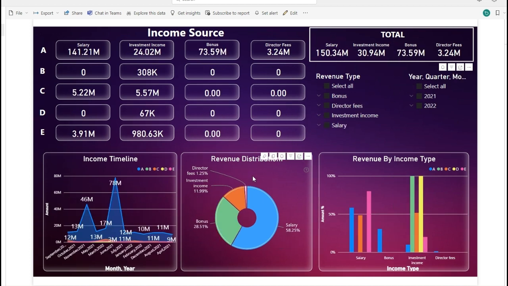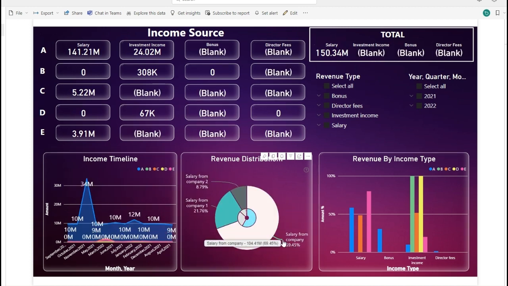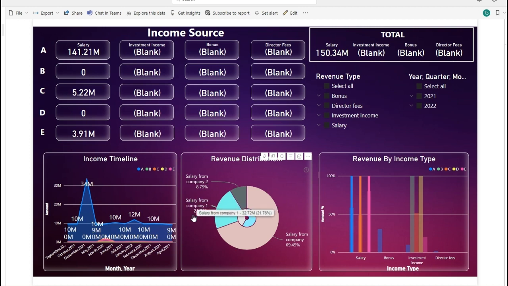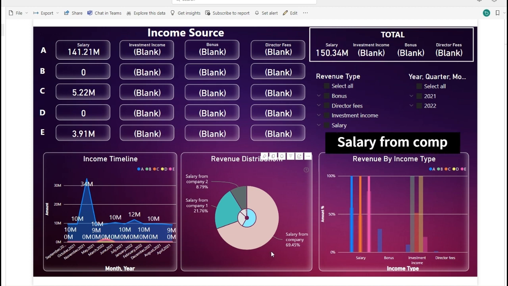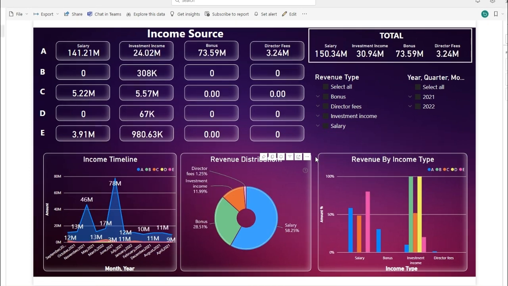Now we can see that of the total amount of income that all the people have generated, 58.25% is generated by the salary, and this salary has further categories, that is, three categories: salary from company 1 and salary from company 2. And in this we can see that the major contributor to the salary is the salary from company 1, which holds 69.45%.